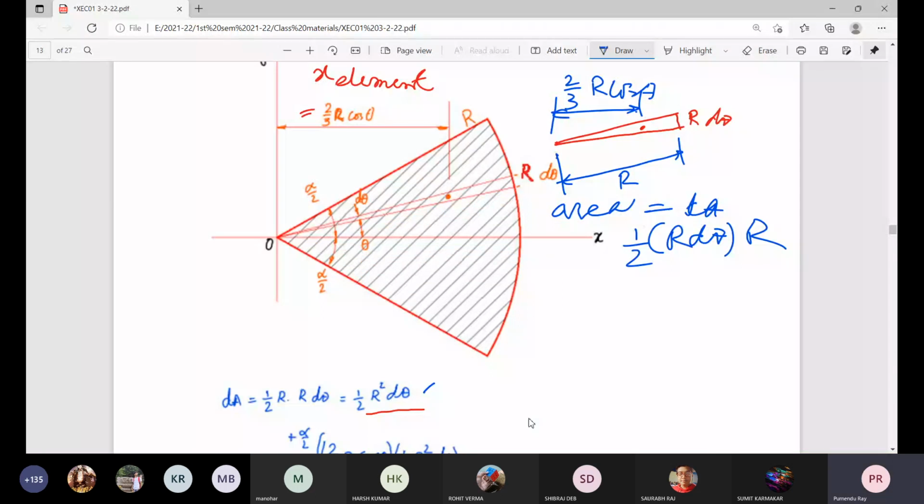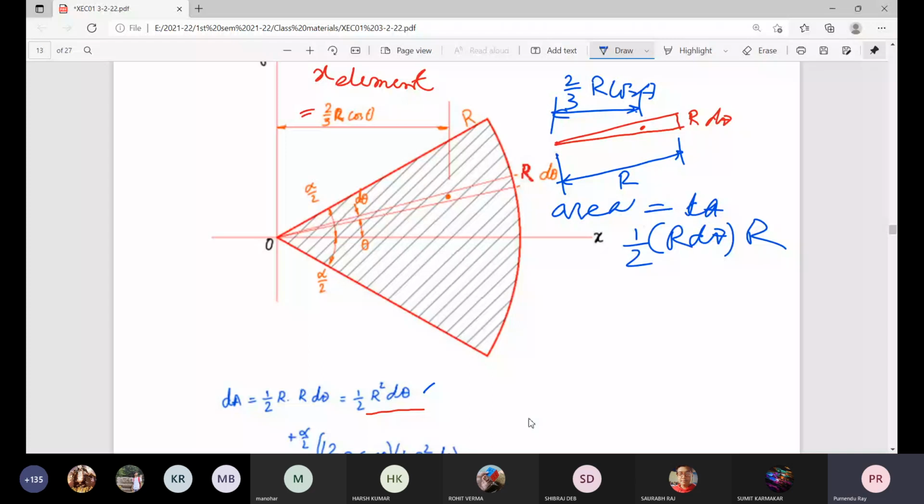So once we have these two things for our integration, what do we do? Simply we calculate the position of the centroid for the overall sector. And that expression finally gives us that same value, 4r divided by 3 alpha sine half alpha. You can check that expression.